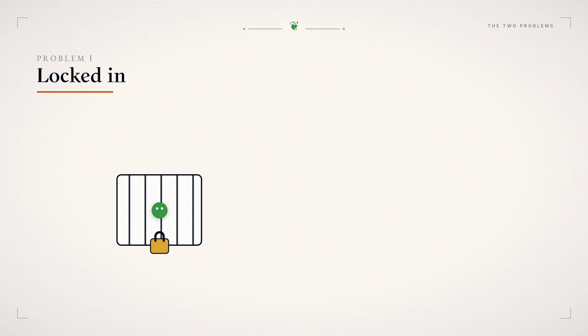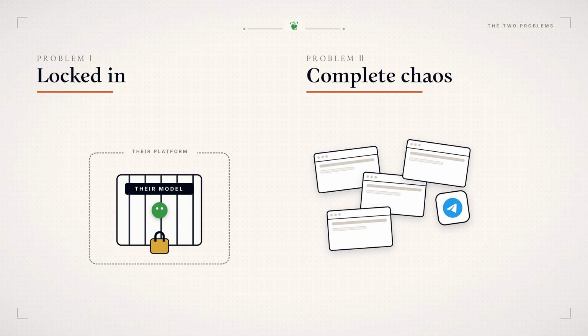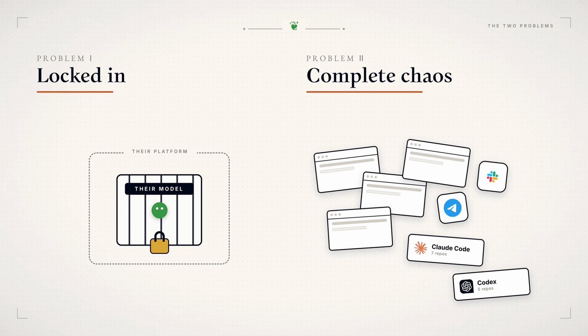AI agents are everywhere. But there are two problems. First, pick one and you're stuck with it inside their model or inside their platform. Second, it is complete chaos. You might have a pile of chat windows inside different apps like Telegram and Slack, different repos inside Claude Code and Codex, and absolutely no system to any of it. If you're using an agent platform, the context switching alone is killing your productivity.